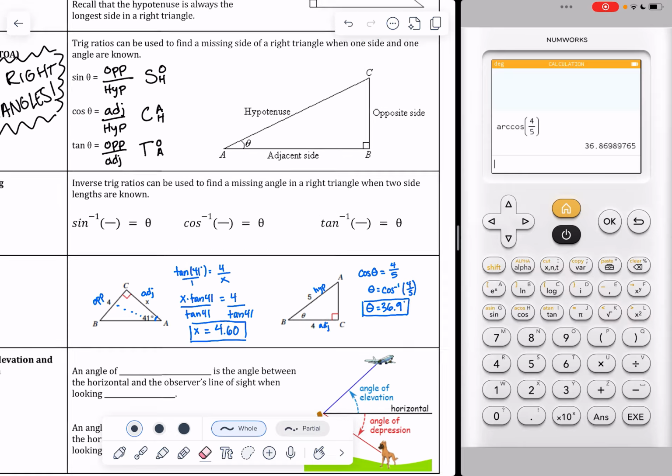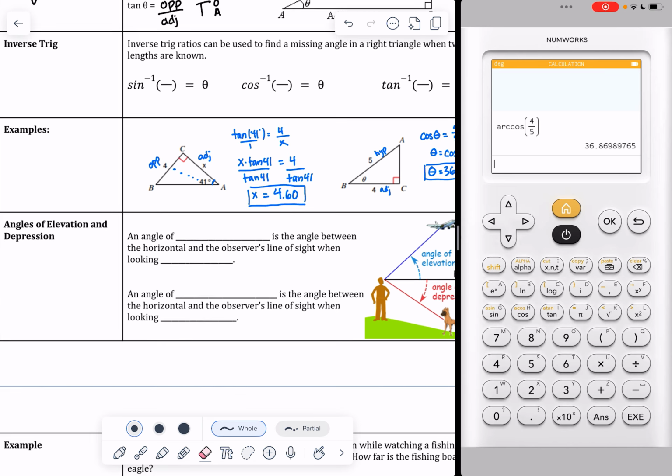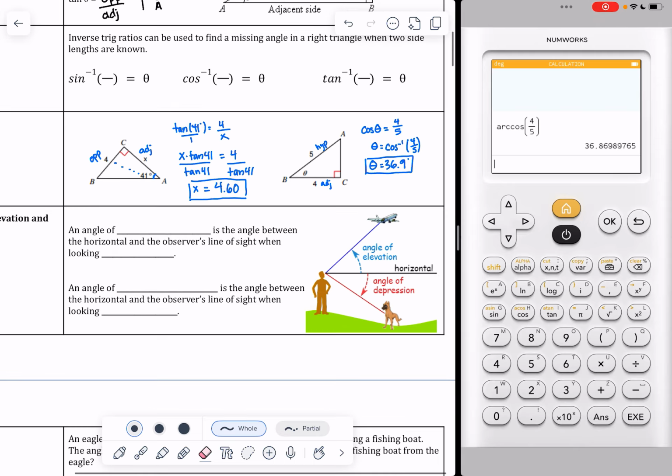Okay, moving along here. So we've got angles of elevation and depression. We're going to do lots and lots of word problems of all of this stuff contextualized. And when we do that, the way the problem will communicate the given information to us is often going to include an angle of elevation or angle of depression.